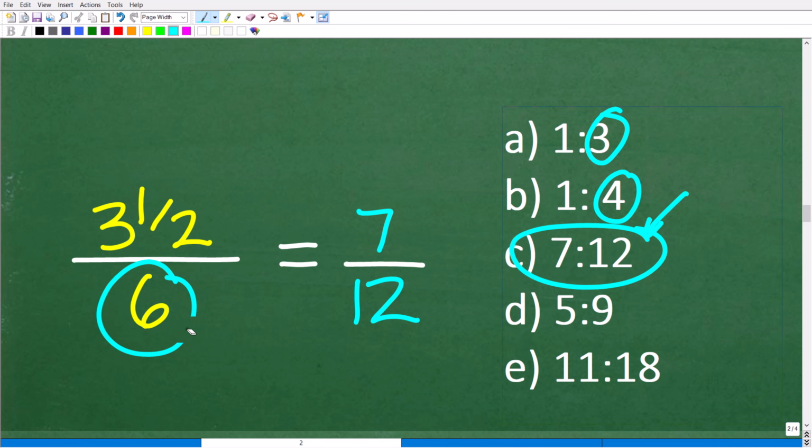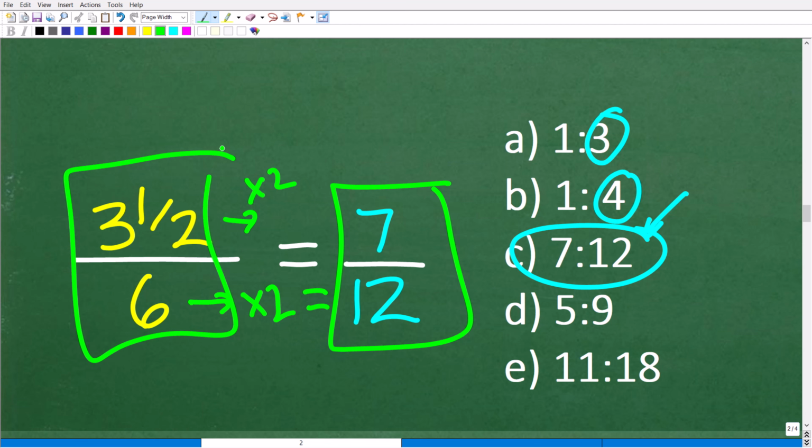So for 7 to 12, you could say we have the cross product, but instead of doing the cross product, let's just notice something. If 3 and 1/2 days to 6 days is equal to 7 to 12, well, if we multiply 6 times 2, we get 12. And if we multiply 3 and 1/2 times 2, we get 7. So these are equivalent fractions. In other words, you could take this fraction and reduce it down to this fraction. This is a super easy way to confirm that 7 to 12 is the correct answer. And of course, you can use this technique to check these other fractions as well.